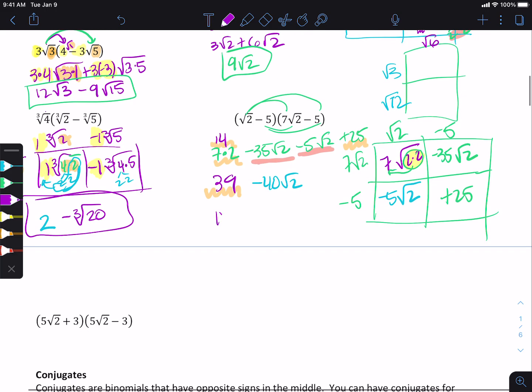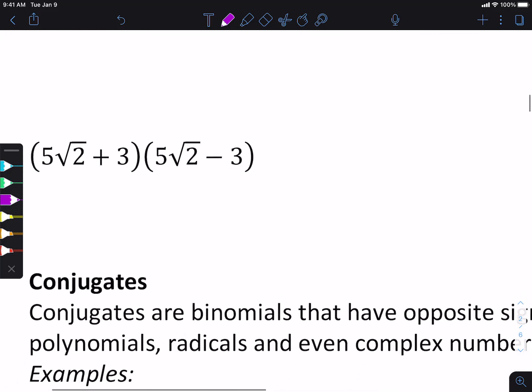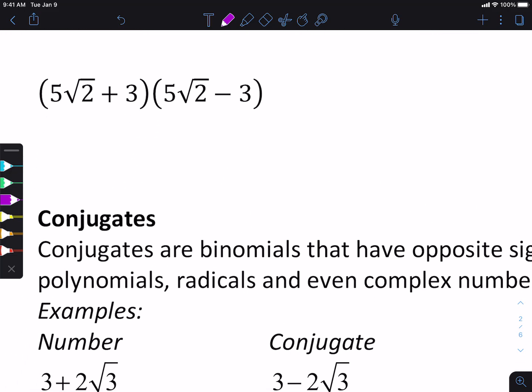Now it's conventional to write your number and then whatever your number is with your root. Okay? It's conventional to write it that way. So you could also write this answer as negative 40 root 2 plus 39. This is also an acceptable answer. This one is conventional. Okay? So just be aware of that. Okay? Let's have you try this example on your own. So pause the video, try it, and then let's see what you get.